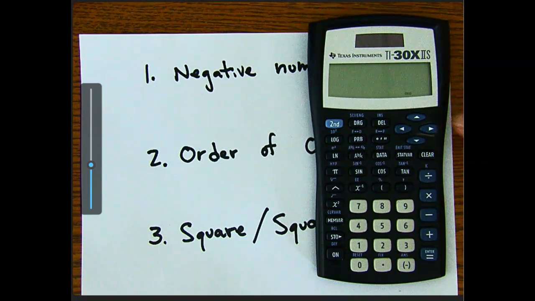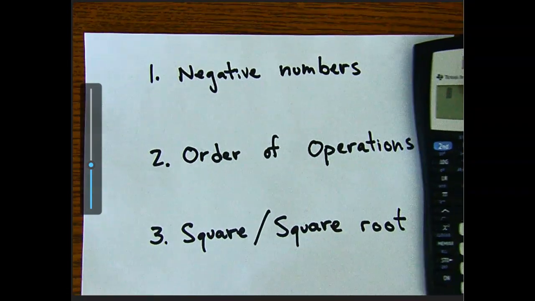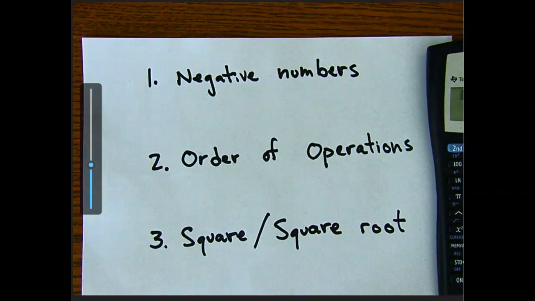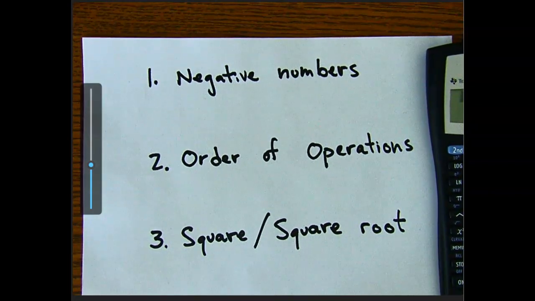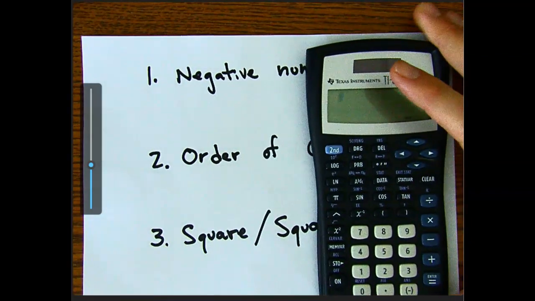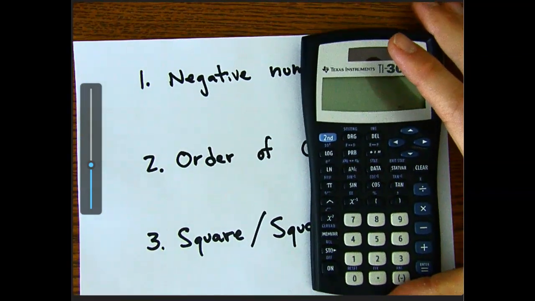So I think a lot of us know how to use a calculator. I'm going to point out a few important things that you should know how to use on these specific calculators, and especially in physics. So I have a list of things here that we should focus on: negative numbers, order of operations, and squares and square roots. So let's look at this calculator and let's talk about negative numbers.